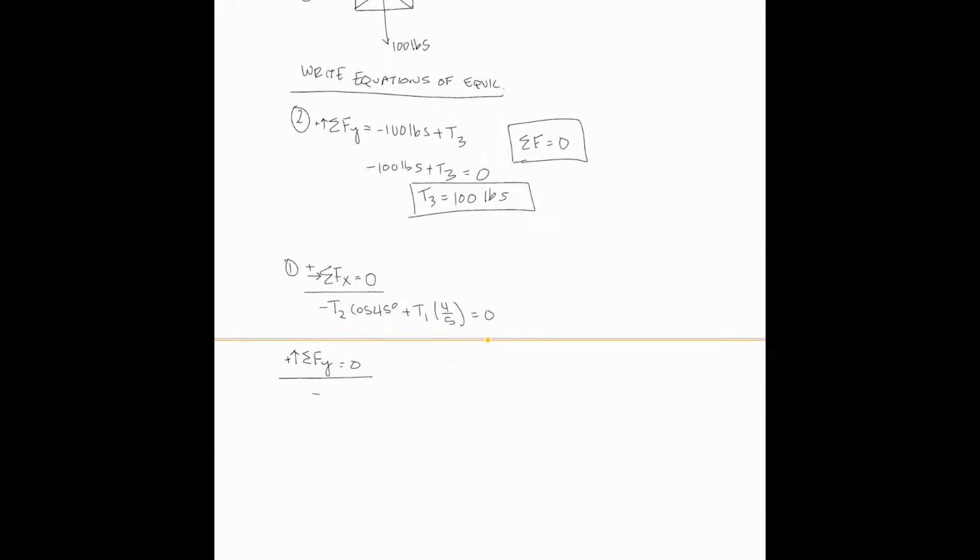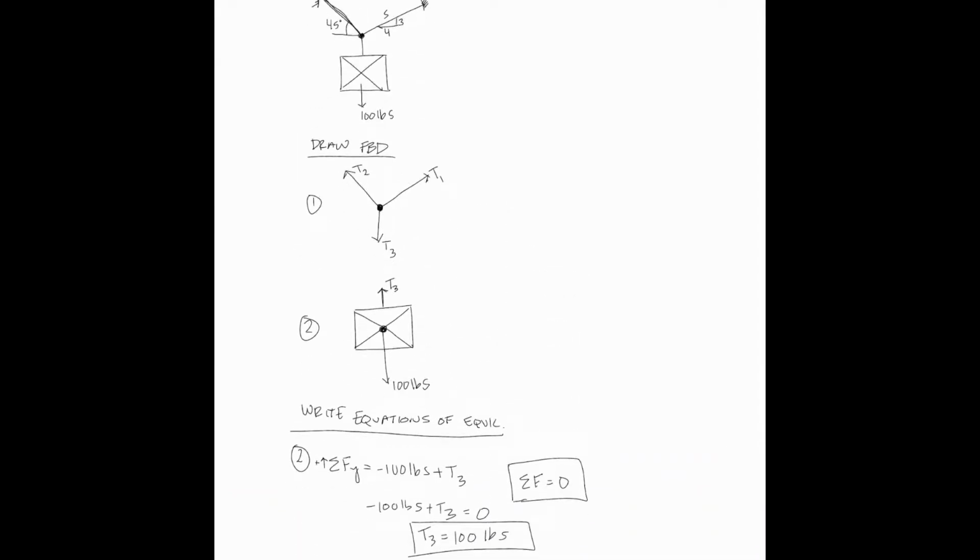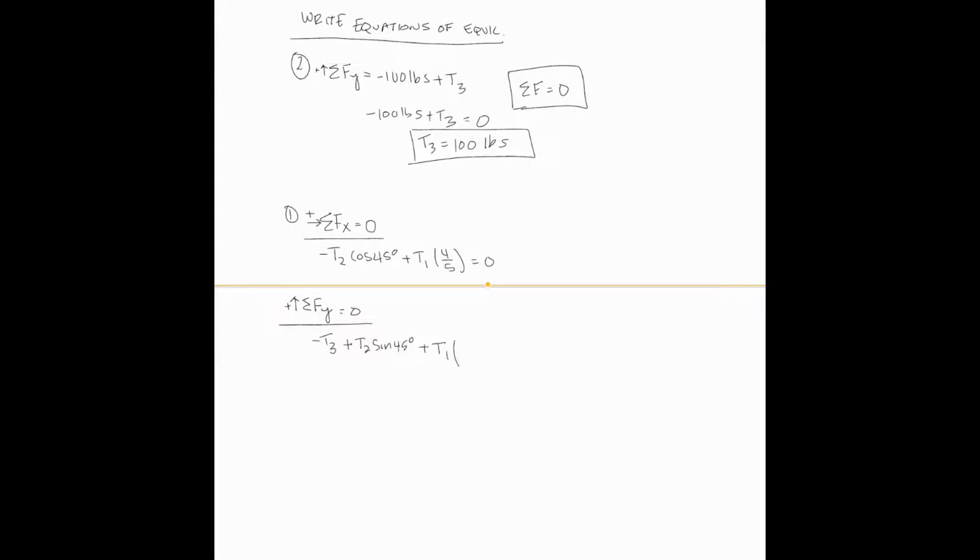So we're going to have negative T3 plus T2 sine of 45 degrees plus T1 times, in this case, we want the Y component, which is the 3, so we're going to do times 3/5 equals 0. So now that we've got this, we know what T3 is, so we can plug that in.